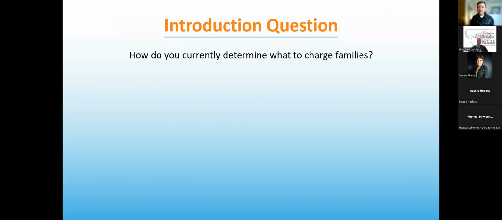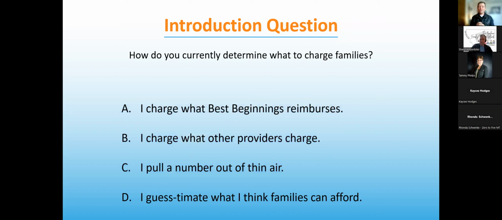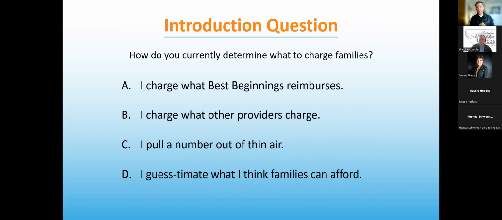So I have an introductory question for you all. Be prepared. We're going to ask you to type your answer in the chat box. How do you currently determine what you charge families? Do you charge based on what Best Beginnings reimburses? Do you charge based on what providers in your market charge? Do you pull a number out of thin air? Or do you guesstimate what you believe families can afford? Go ahead and type some of those answers in.